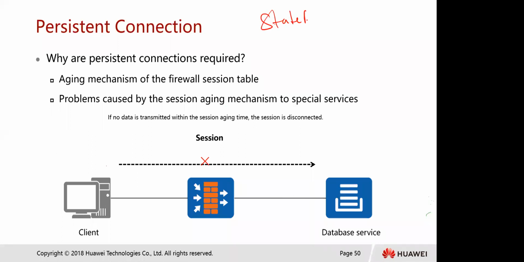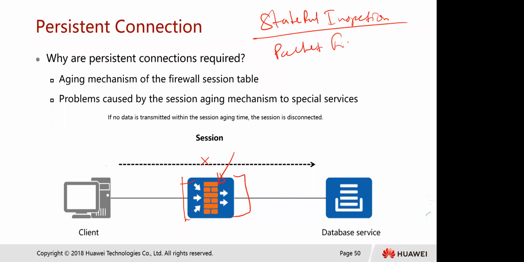So in case we have not enabled stateful inspection, what happens when the firewall receives a packet? The first packet? Please talk to me. What will happen if it receives a packet, if we are using packet filtering? A session will be created. Very well. We shall create a session.